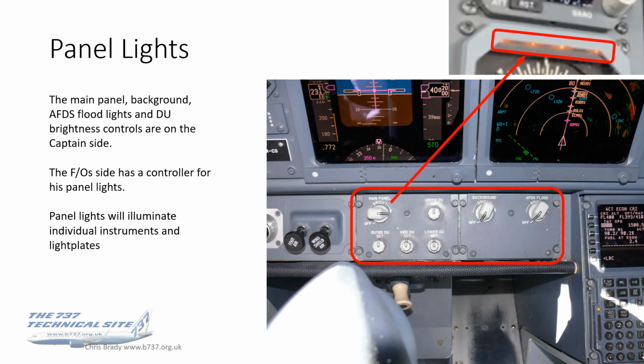The panel lights, I say these are the ones in front of the captain. The FO's got a controller for his own panel lights as well. So on there you've got the main panel background, AFDS floodlights and DU brightness controls, all on the captain's side. The panel lights illuminate the individual instruments and the light plates. So you can see in that little inset photo up at the top right, some lighting coming down from that, the standby RDMI, illuminating that individual instrument.